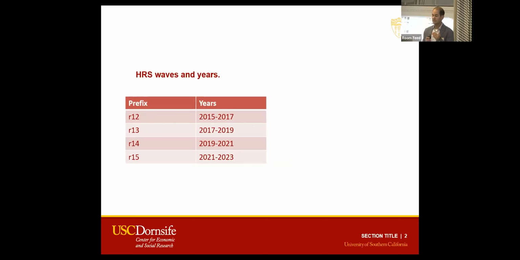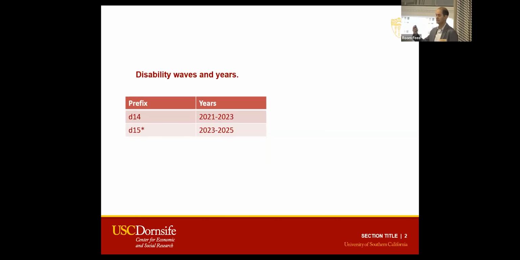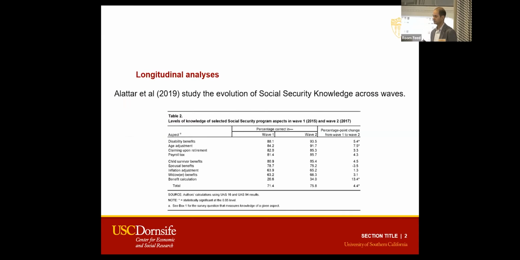There is a slight difference between topics because surveys are answered at different times. For instance, the disability survey is a new survey. It started in 2021, so we started with wave 14, which was the most recent wave at that time. And then this year we'll launch the new wave. It will be wave 15, and so on.